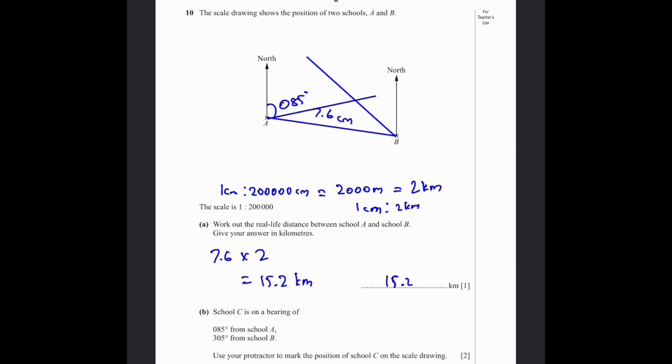The only problem is we cannot measure 305 degrees on a normal protractor. So you can use this angle, which is anti-clockwise from the north line, which is 360 minus 305, which is equal to 55 degrees. And this bearing will be 305 automatically. And now the intersection point over here, we can name this as school C. So we have the point C as school C on the scale drawing.